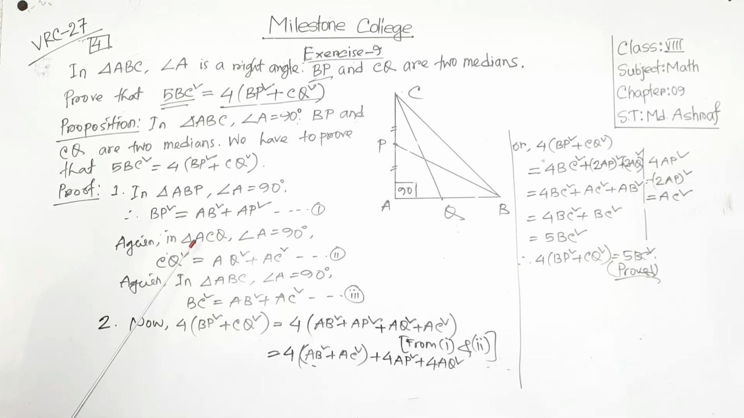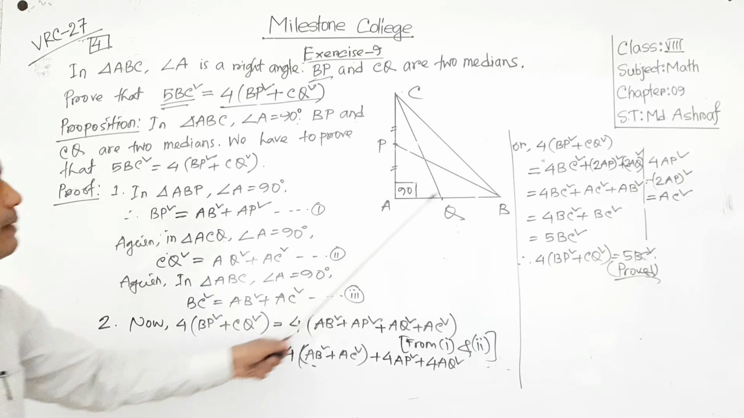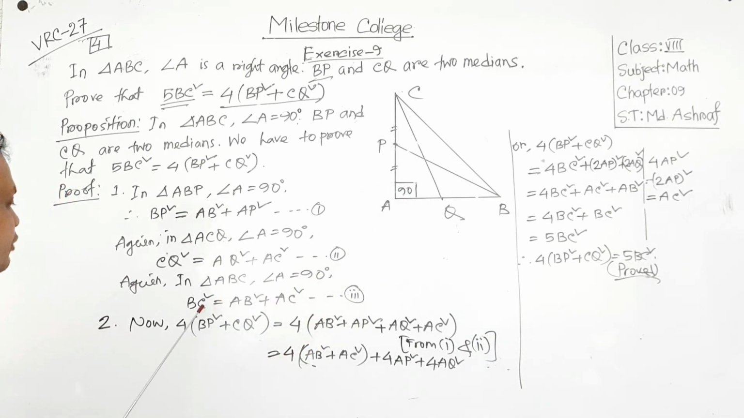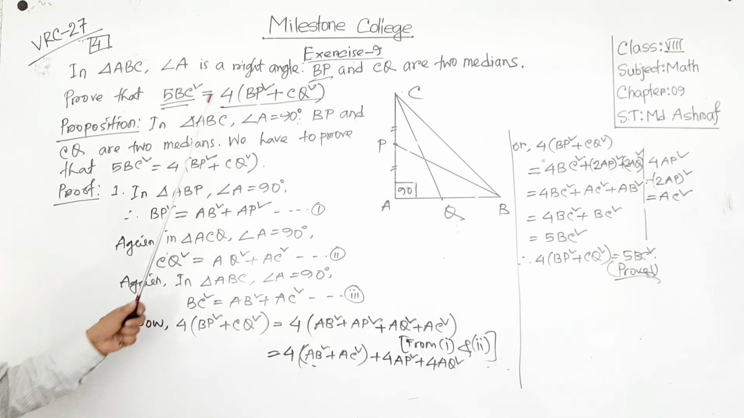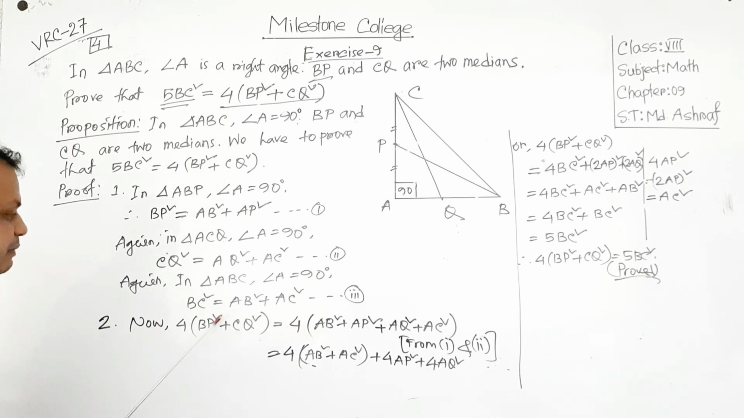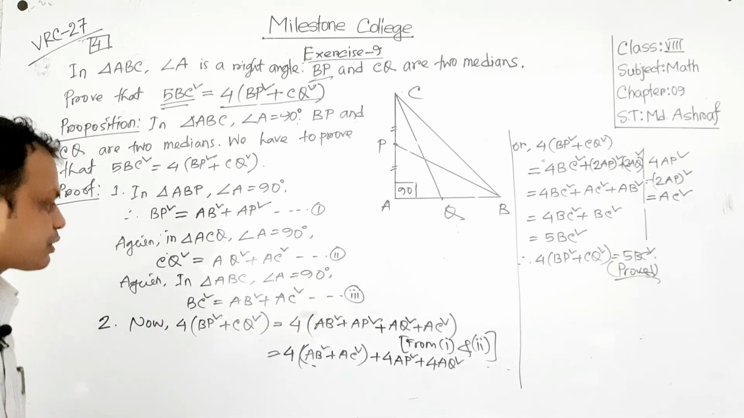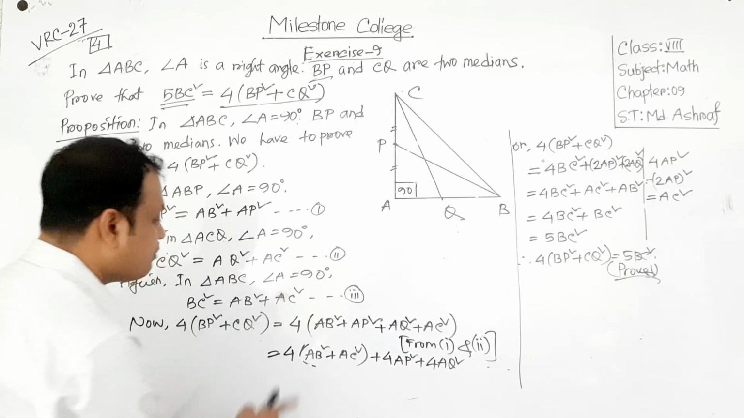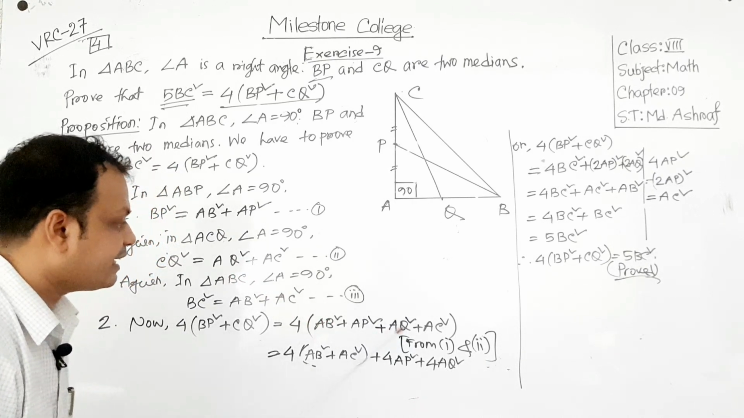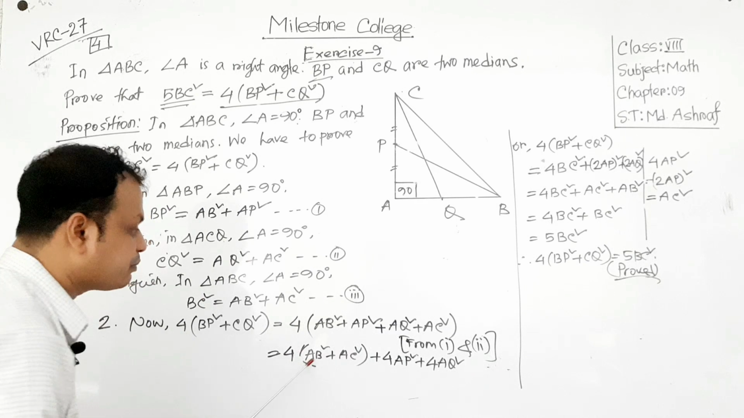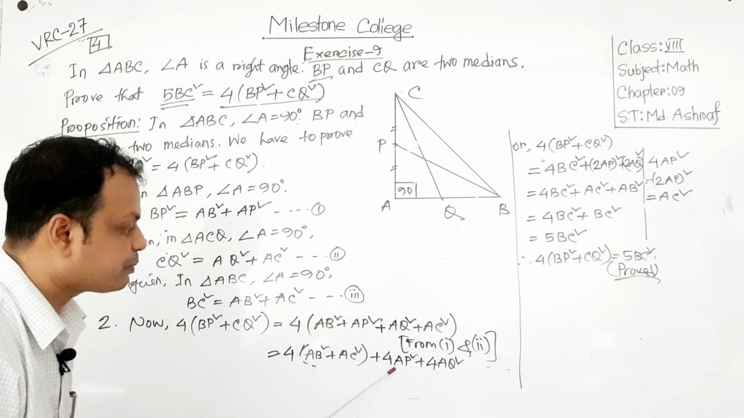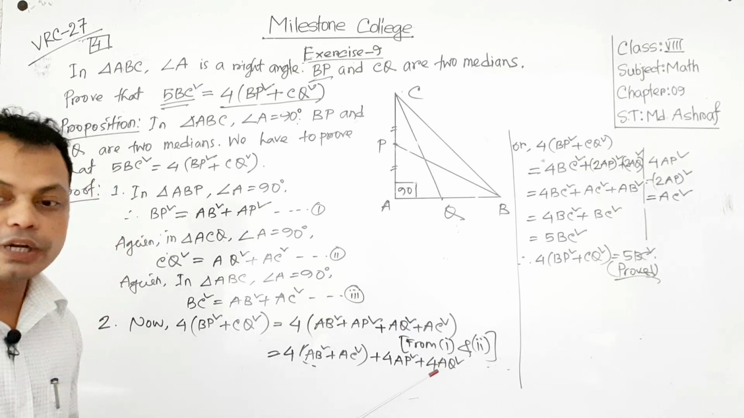Then similarly in triangle ACQ, angle A is 90 degree, we have got CQ square equals AQ square plus AC square. And in triangle ABC, angle A 90 degree, so from here we have written BC square equals AB square plus AC square. Now consider the right hand side of the proof part and put the value accordingly. BP square equals AB square plus AP square and CQ square equals AQ square plus AC square. From 1 and 2 we have put the value. Then these 4 will be multiplied with all the terms. So AB and AC we put in bracket and multiplying 4, and 4 into AP square will be 4 AP square, and 4 into AQ square, that means 4 AQ square.